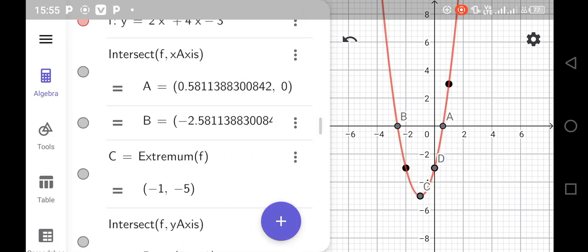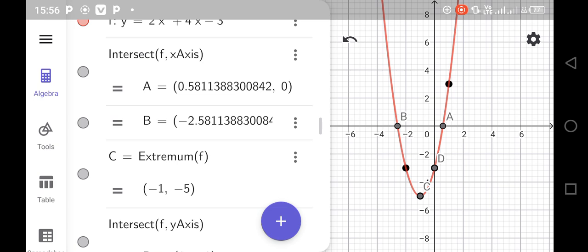And then we have the point A, 0.5, 10. We have the point B, -2.5, 0. And then we have the point C, which has -1 as x and -5 as y. So those are special points which can enable us to plot that graph.